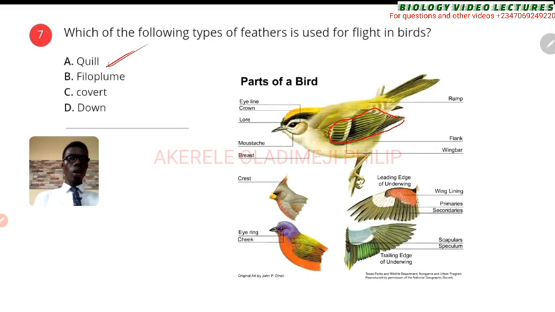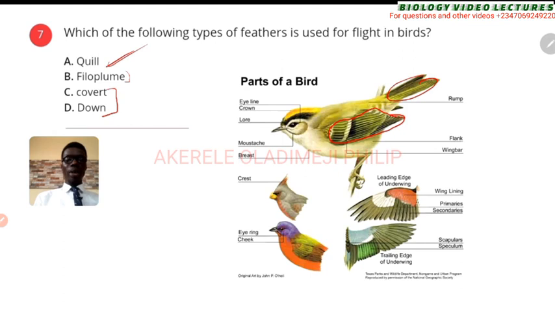It helps the bird to glide when they have to do that, and it basically helps them to stay afloat in the air. So that's used for flight, while these other ones are used to keep them warm, so to say. Phylloplumes look almost like hair in mammals, just tiny hair-like structures at the base of the body of the animals.